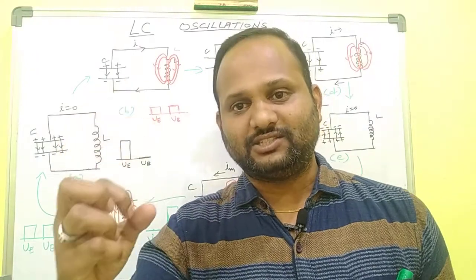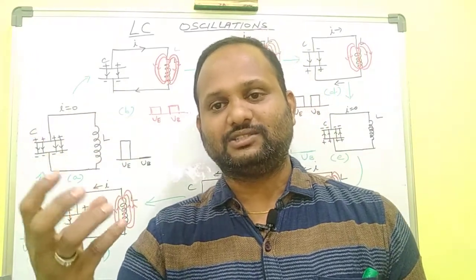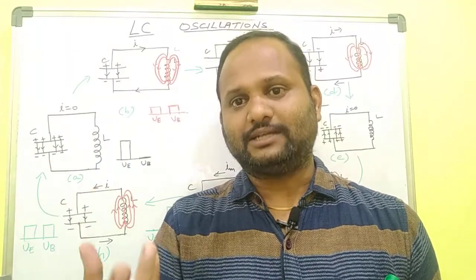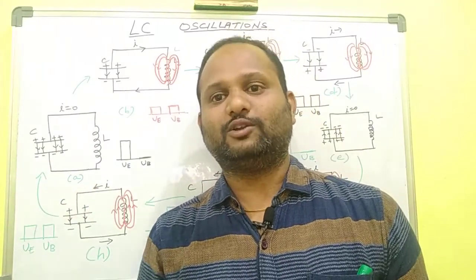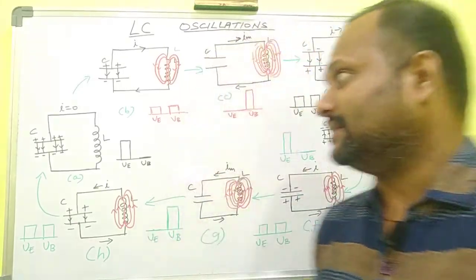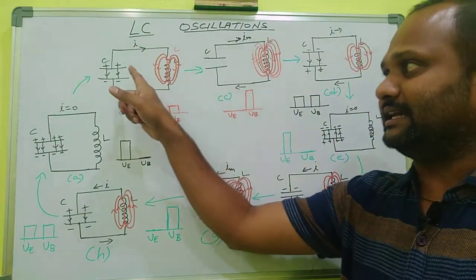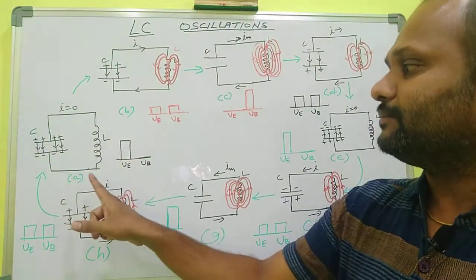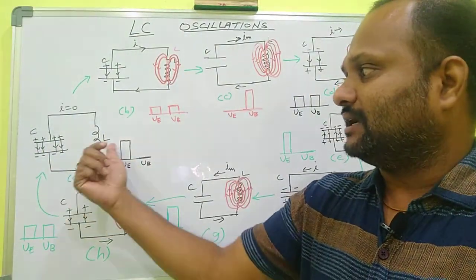How are the LC oscillations produced? How are the LC oscillations sustained? Is it damped or undamped? There are a lot of questions. Now we are going to discuss that. Let us consider a circuit containing, this is the first step. Look at the diagram. A circuit containing a capacitor and the inductor.